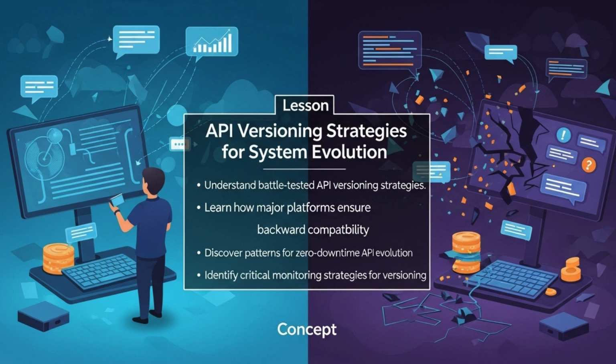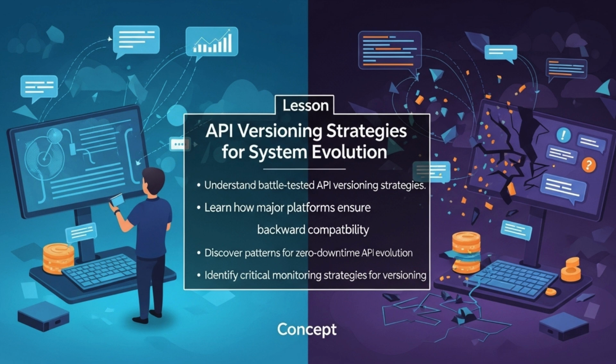Imagine your mobile app pushing a critical security update to millions of users, only for older devices to crash because they can't handle a new API response. Or your latest app version expects fields that your old API simply doesn't provide. This, my friends, is API versioning gone wrong, the silent system killer that turns evolution into chaos.